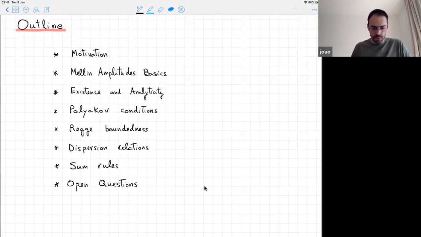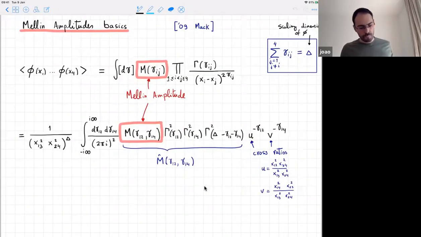Okay, so the first thing that I want to do is just to review some Mellin amplitude basics so that everyone is on the same page. So what's the definition? It's just a Mellin transform of the correlator in position space. Here the first equation is for generic position space. So it's just a Mellin transform. The Mellin variables are exponents of the distances.